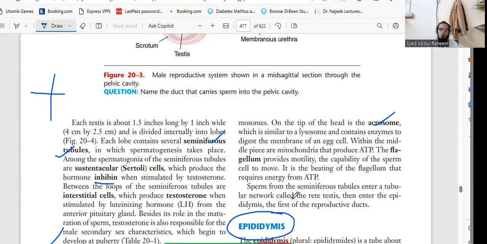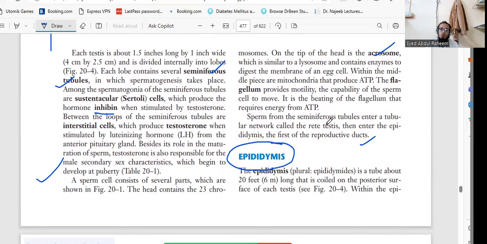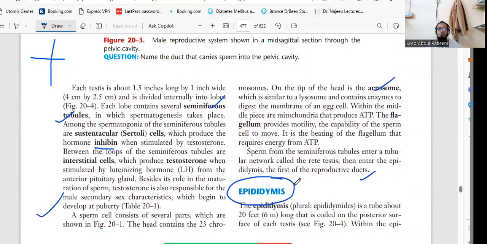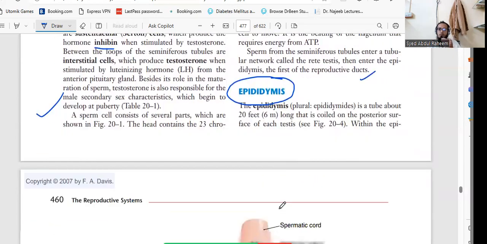Sperm from the seminiferous tubules enter a tubular network called the rete testis that enters the epididymis, the first of the reproductive ducts. So here the sperm is produced. Now it will enter from the seminiferous tubules to the epididymis. So this is the beginning of the reproductive ducts. Then the structure is discussed here, the pathway of the ducts.